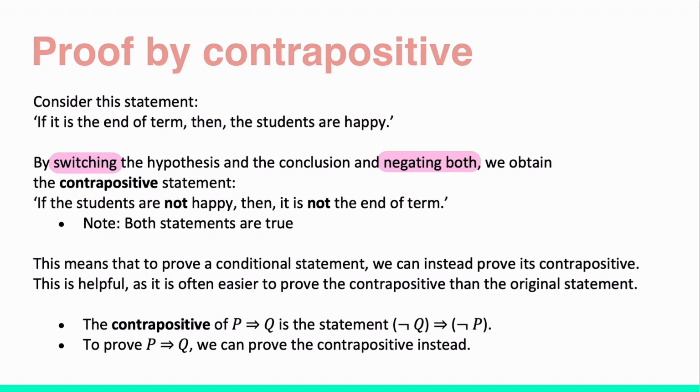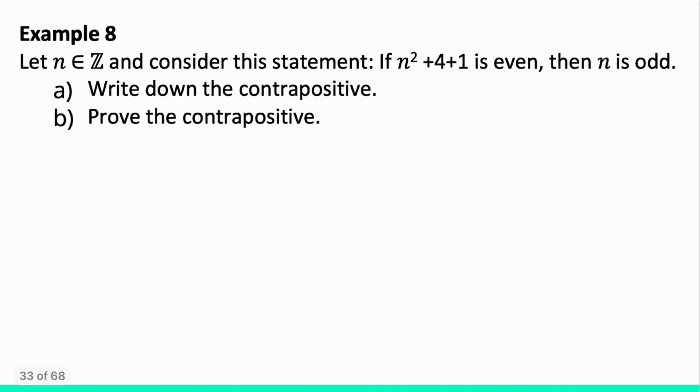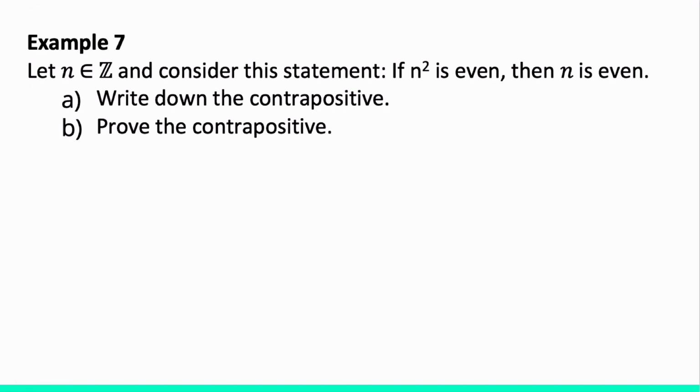It remains true, but the whole point is it's a lot easier to prove this at times, depending on whatever statement you're given. Here is how it would be written out mathematically. So if P implies Q, that's our original, then the contrapositive is not Q implies not P. It's a lot easier to prove the contrapositive depending on whichever statement we've been given. So let's give example 7 a go.